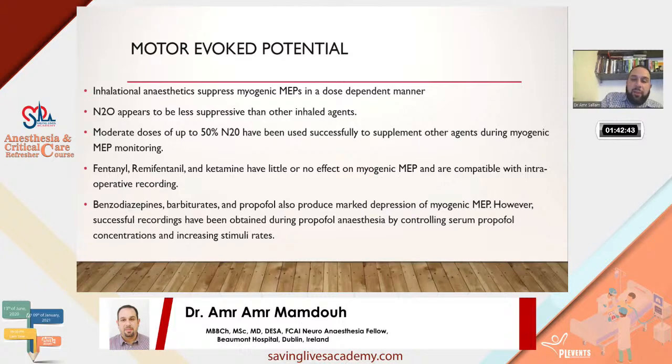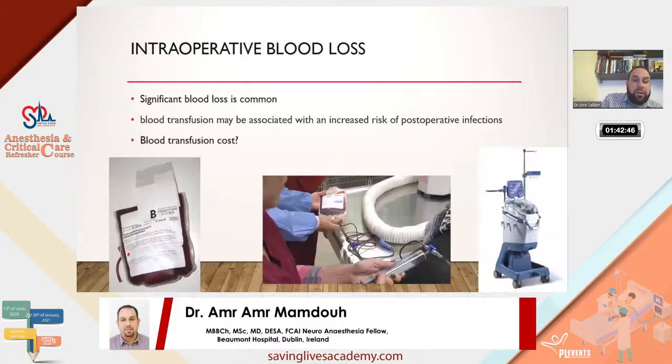The next complication we're going to discuss is the intraoperative blood loss. Significant blood loss in complex spine surgery is something common. Some of the studies mention up to 2.8 liters of blood being lost on average, which is a scary number, but still might happen. And we are aware of the blood transfusion complications, either immunogenic or infectious, but we definitely have to mention that blood transfusion may be associated with increased risk of postoperative infection.